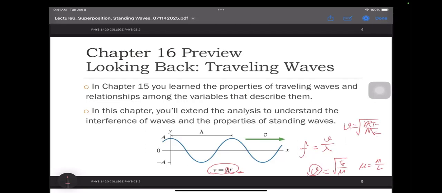You can see the properties of traveling waves and the relationships among the variables that describe them. This is what we learned last week. In this chapter, you will extend the analysis to understand the interference of waves and the properties of standing waves. Based on this, we can extend the analysis to understand the interference of waves and the properties of standing waves.